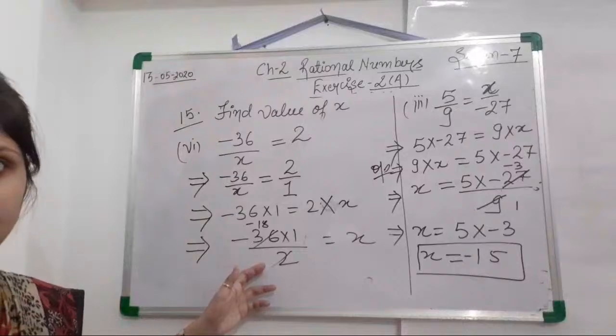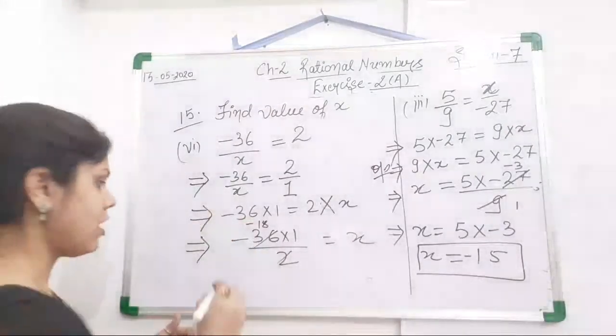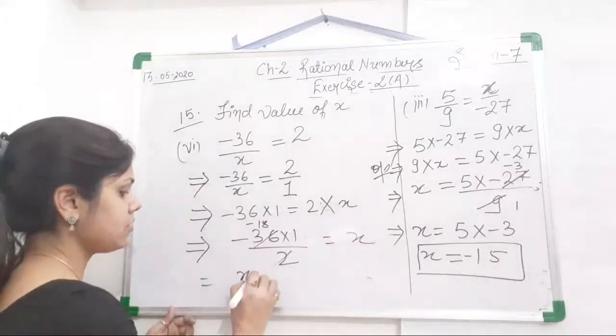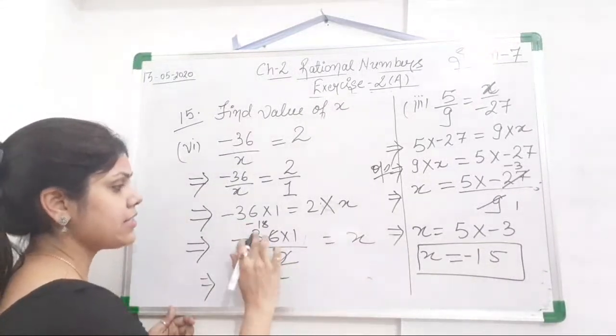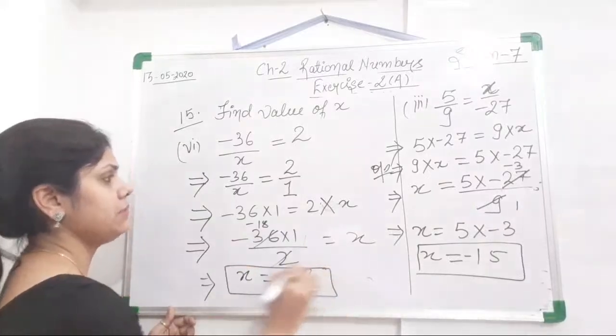Fine. Now when you reduce this, 36 is divisible by 2. That means 18. But the sign is minus, so minus. So the answer will be x is equal to minus 18 into 1. The answer will be minus 18.